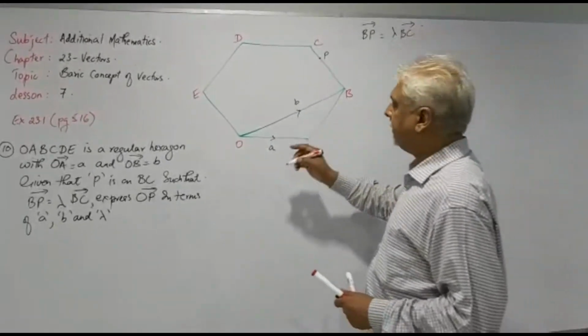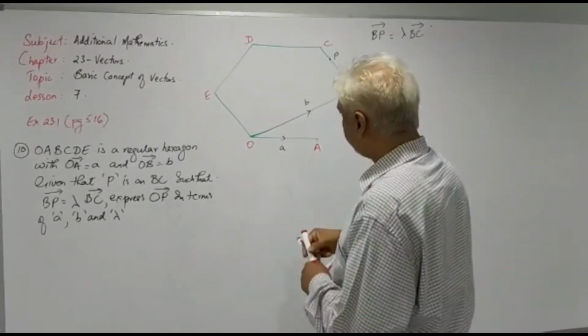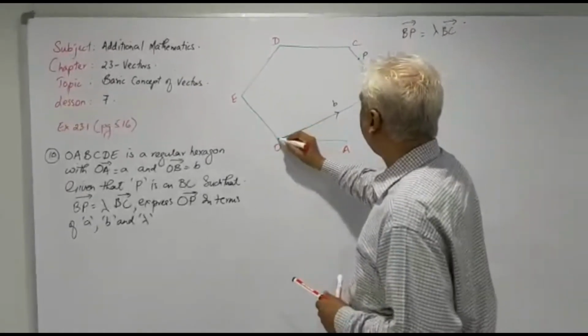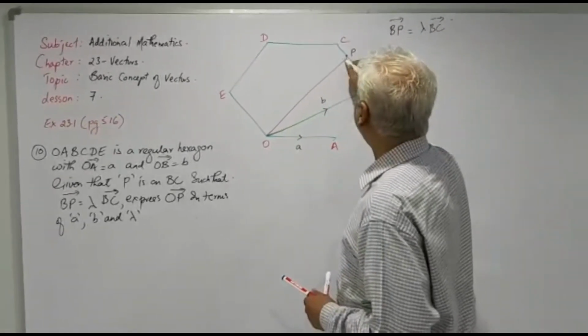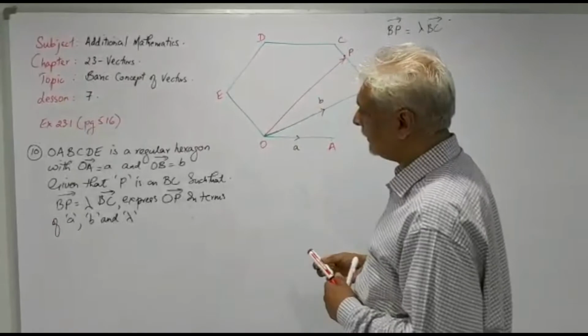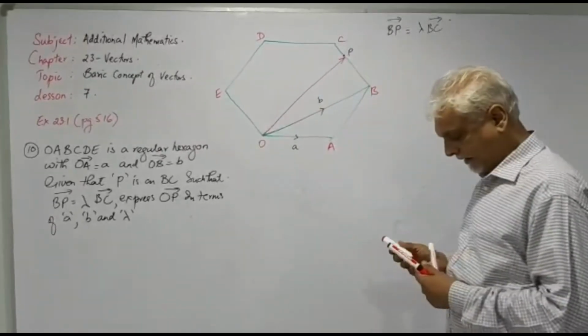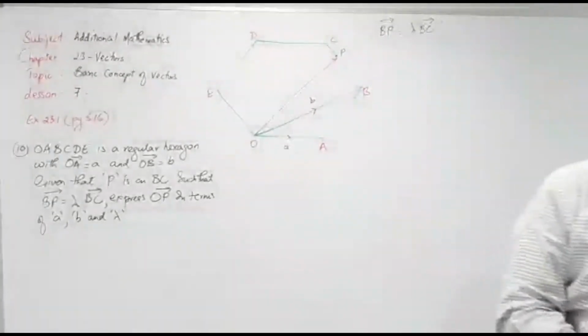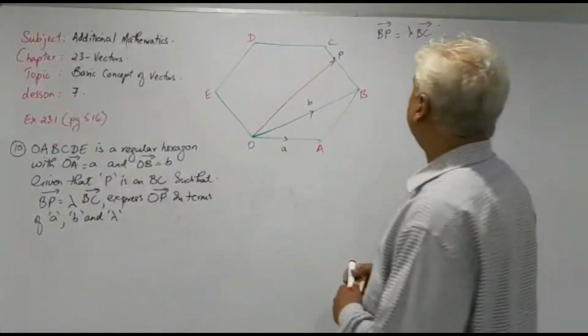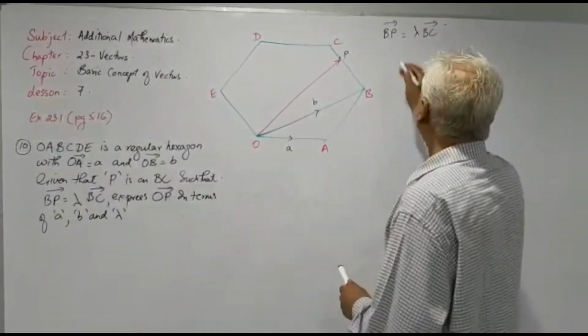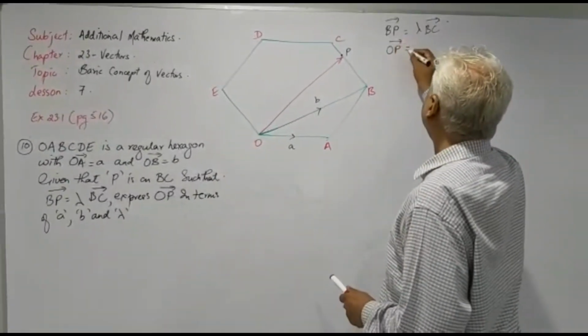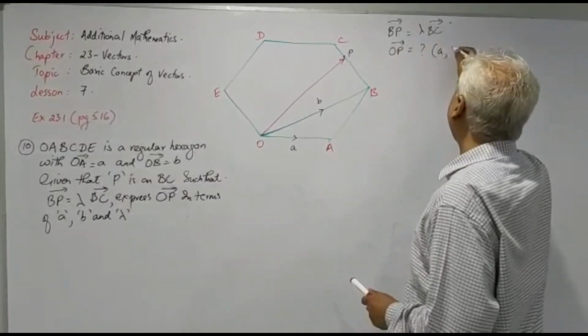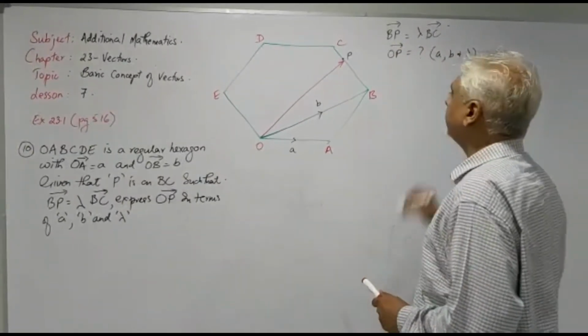Express OP, this is OP, O joining into P, there you are. OP in terms of A, B and lambda. So we have to find OP. OP is equals to how much in terms of A, B and lambda.